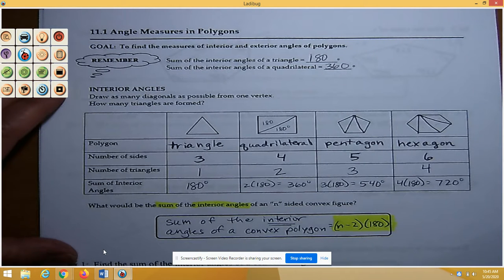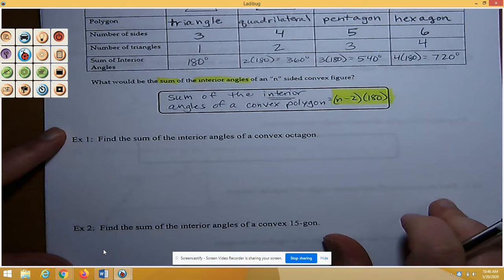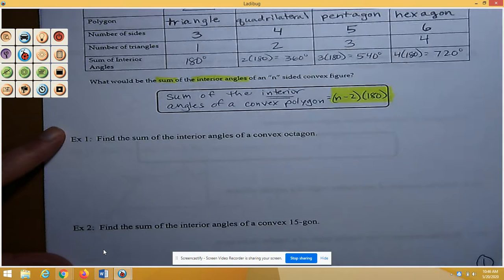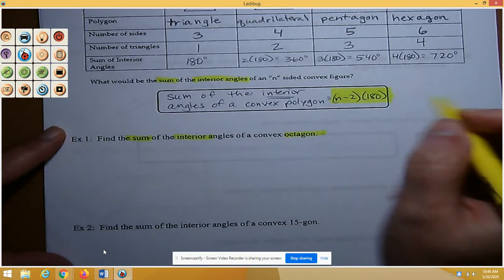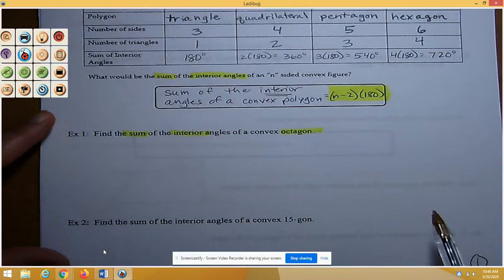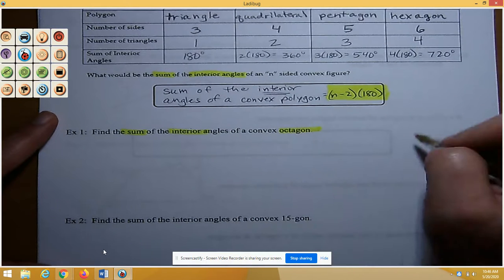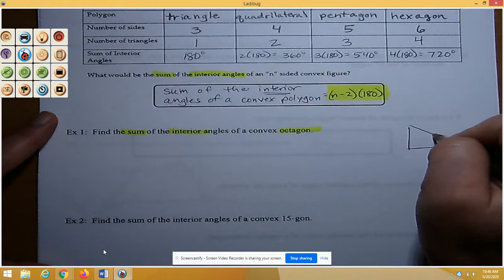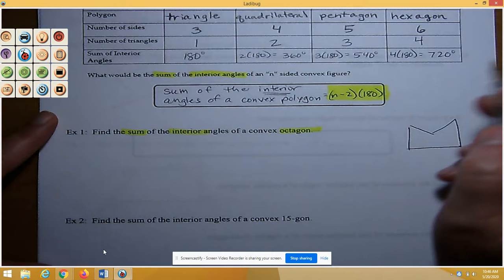All right, so example 1. Find the sum of the interior angles of a convex octagon. So I'm looking for the sum, interior angles, and I'm looking for an octagon. There aren't going to be a lot of trick questions with vocabulary. Convex just means it's not caved in. This would be like a concave polygon. Convex is where you don't have any angles that are caved in.